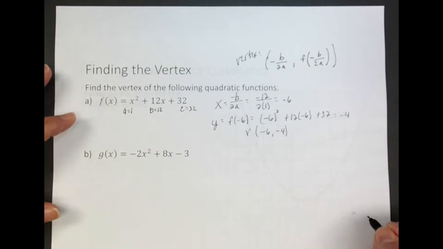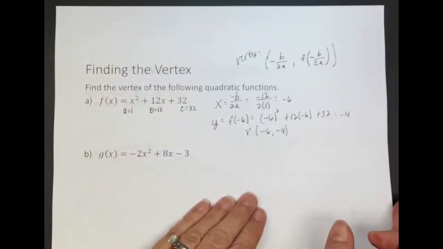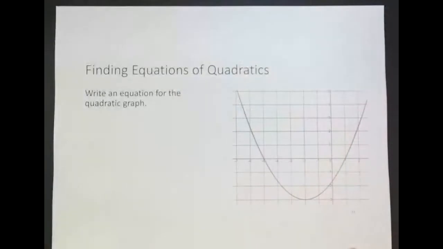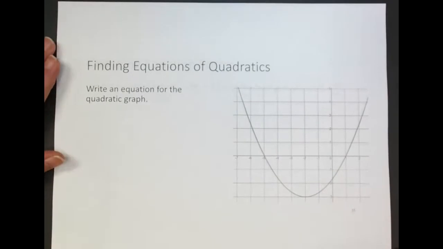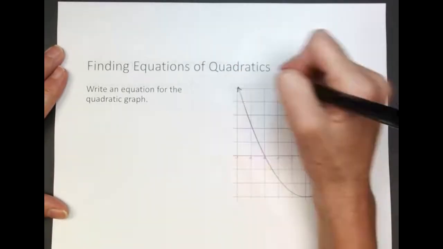All right, here's another one. I think we'll skip that. It's just not going to do anything different than it did in the first one. All right, let's look at an example of finding the equation of a quadratic function when all we have is the graph.